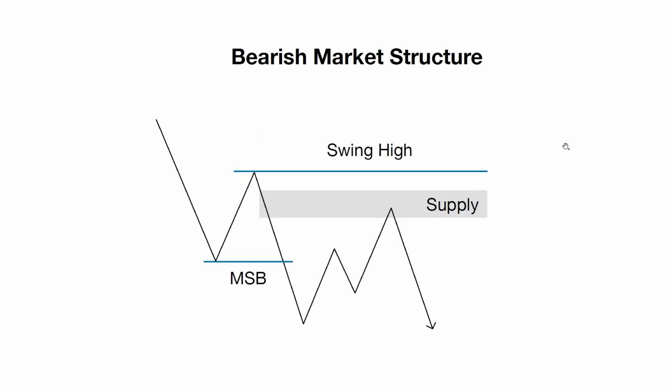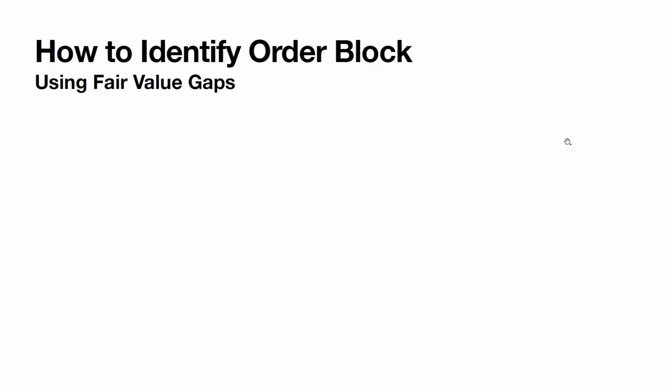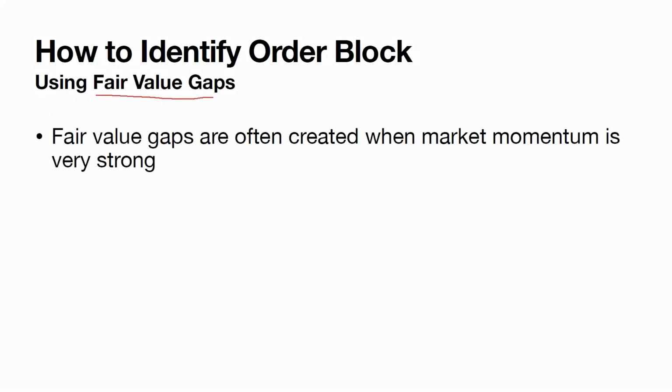Great, now you understand that. How do we identify our order blocks? To identify order blocks, you need to understand this principle called fair value gap. So what is a fair value gap? It is basically a signal or indication that the market momentum is pretty strong.